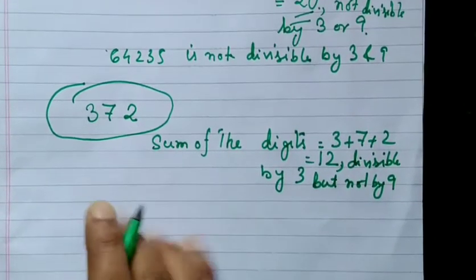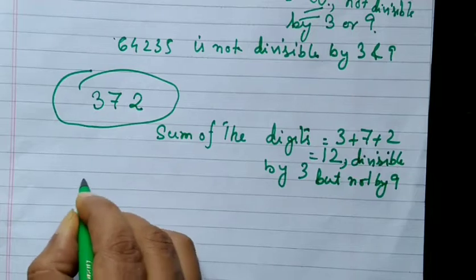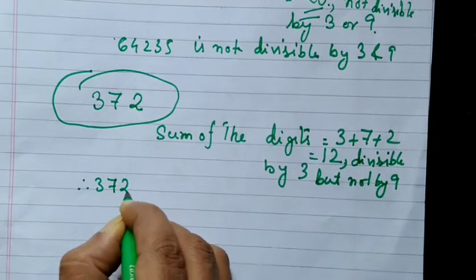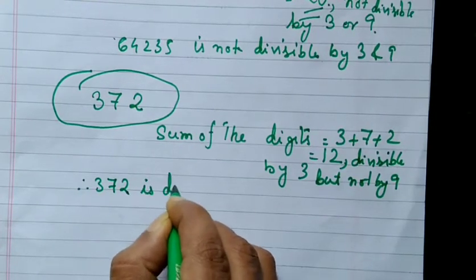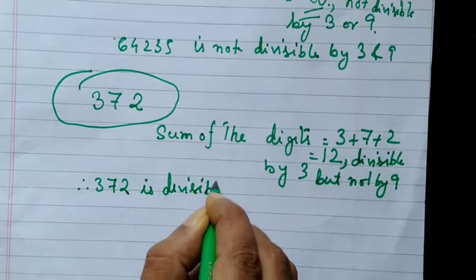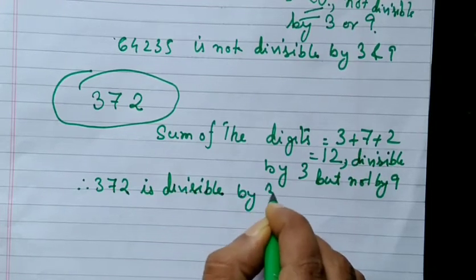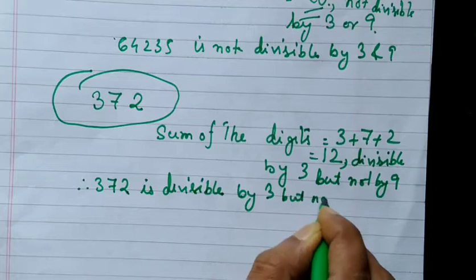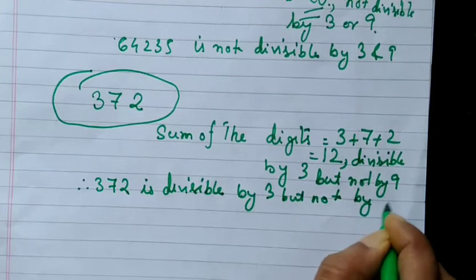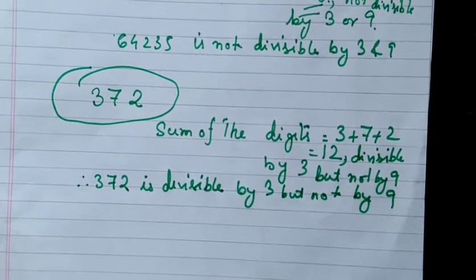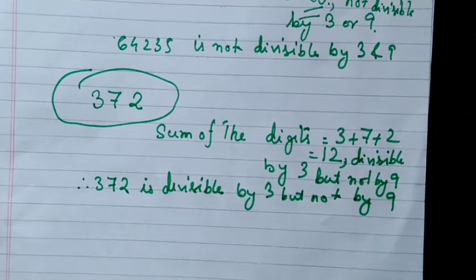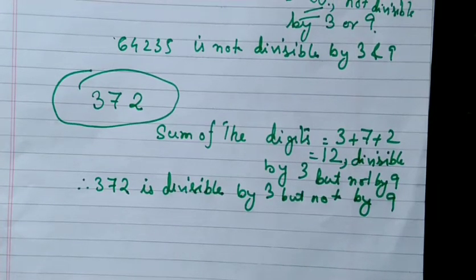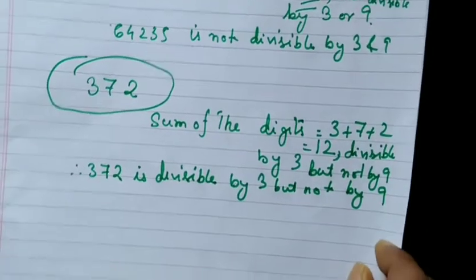Now that means the number 372 is divisible by 3 but not by 9. So it is not necessary that a number which is divisible by 3 has to be divisible by 9. So it may not be. But if a number is divisible by 9, then it has to be divisible by 3.